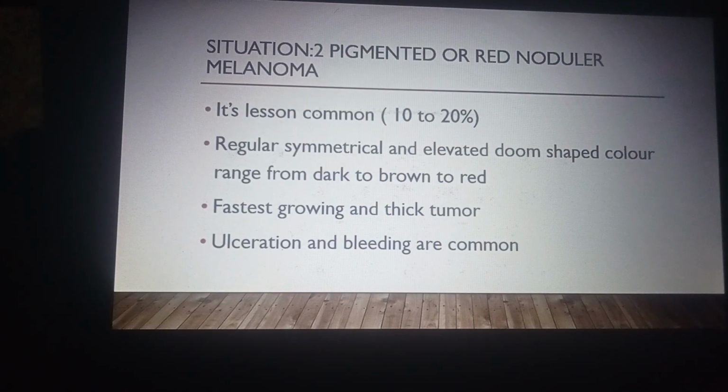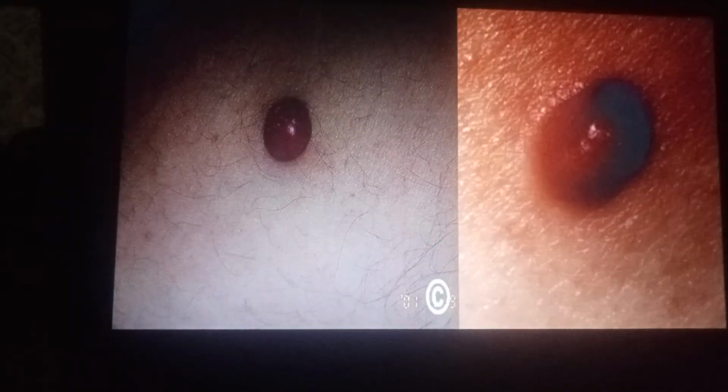Situation number 2 is also called pigmented or red nodular melanoma. It's less common. It accounts for 10 to 20% of cases of melanoma. These are regular, symmetrical, elevated, dome-shaped lesions, with color ranging from dark brown to red. It's the fastest growing and thickest tumor. Ulceration and bleeding are common.